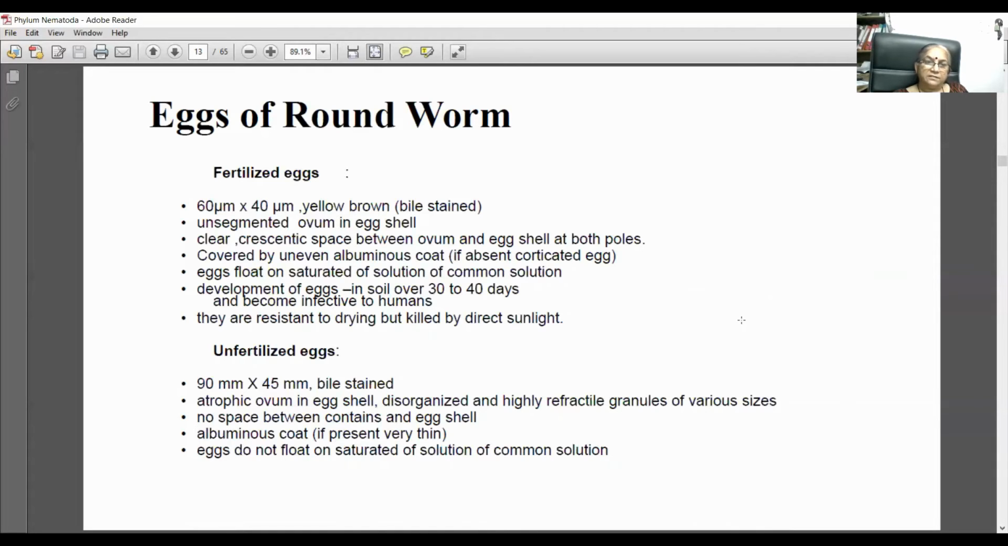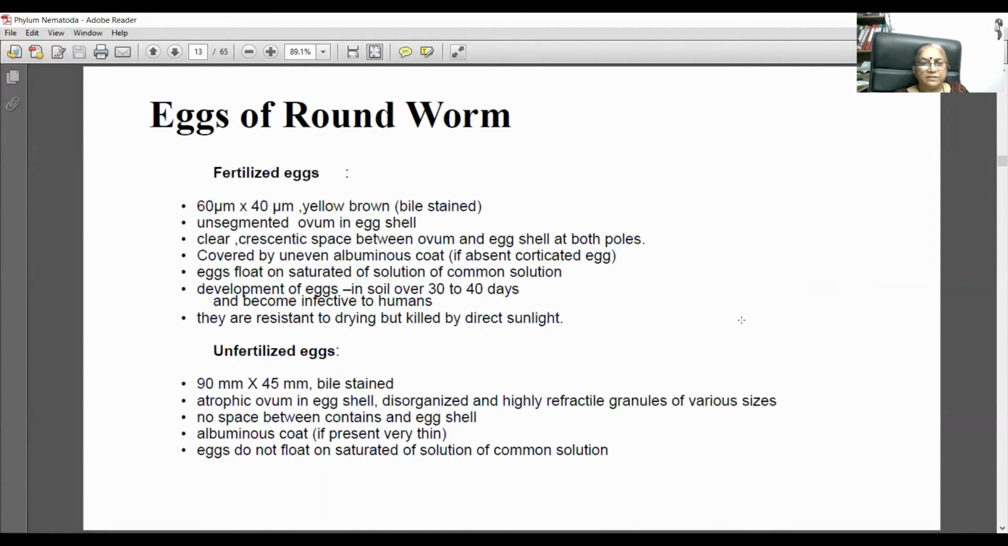The unfertilized eggs are 90 micrometers by 45 micrometers. They are bile-stained. The ovum is atrophied in the eggshell. It is disorganized and has highly refractile granules of various sizes. There is no space between the ovum and the eggshell at the poles. So all this atrophied ovum that is spread within the shell is disorganized and granular.